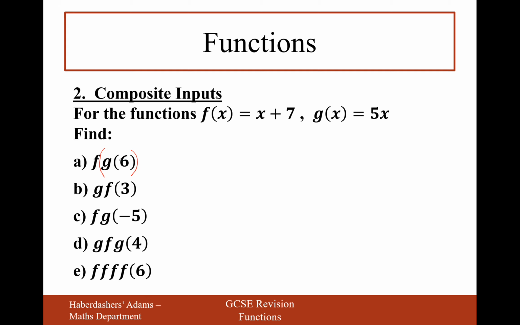So for this question here, 6 is going to go into the g function first. You'll work out what that answer is, and then you'll put that answer into the f function. So it goes through 2 machines. It goes through the machine for the g function, and then it goes through the machine for the f function. I'll let you pause the video and have a go at these questions here.